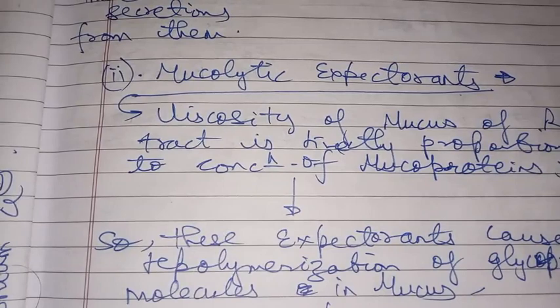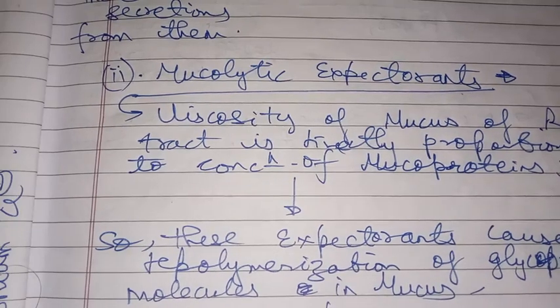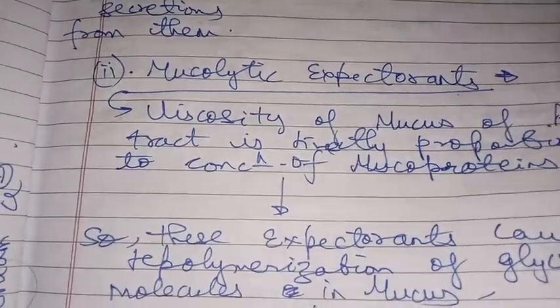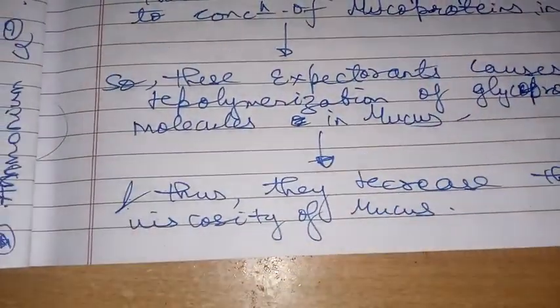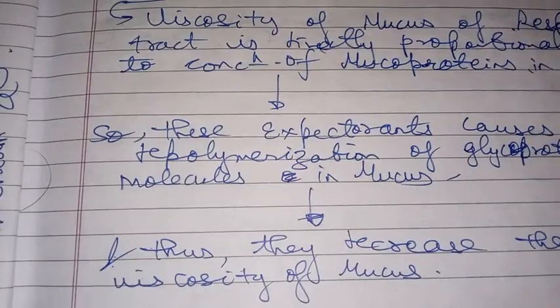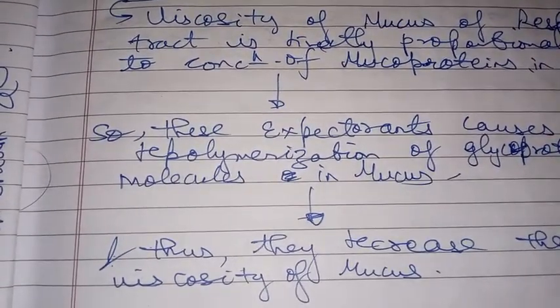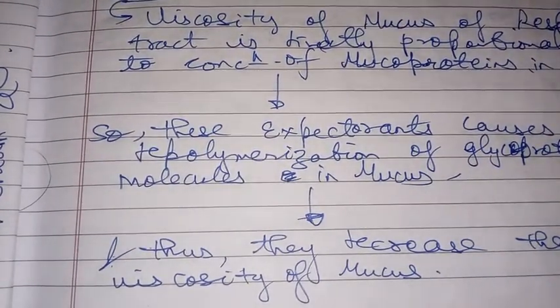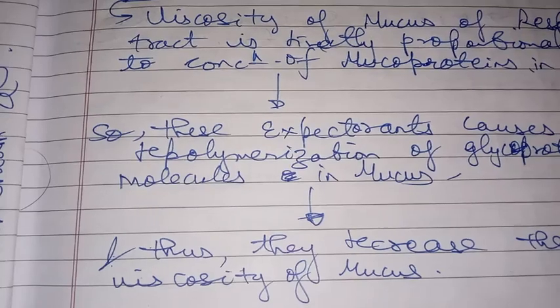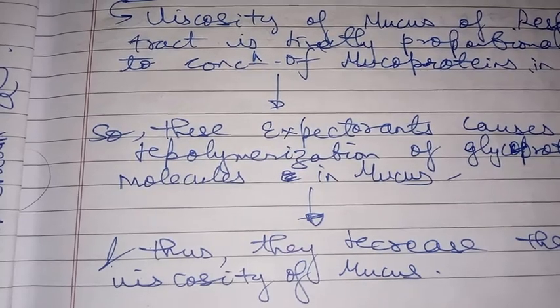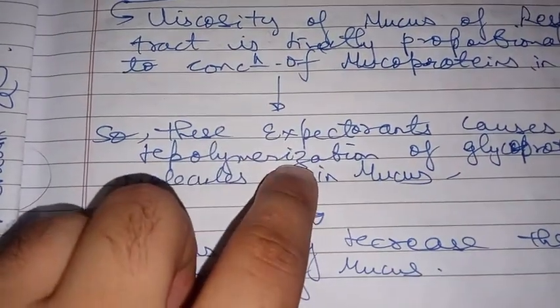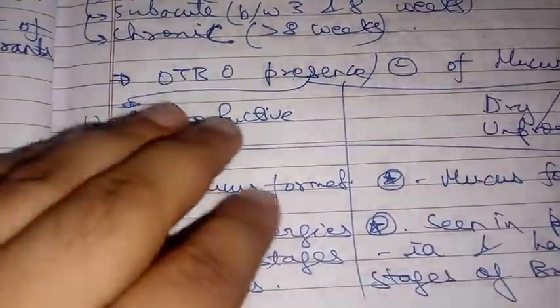These expectorants cause a depolymerization of glycoprotein molecules in the mucus and thus decrease the viscosity of mucus. This is very easy. Since the viscosity of mucus depends on the concentration of glycoprotein or mucoprotein in it, mucolytic expectorants will decrease the viscosity by causing a depolymerization of this glycoprotein or mucoprotein in the mucus. Thus this will decrease the viscosity of the mucus, and this will help in its easy removal.